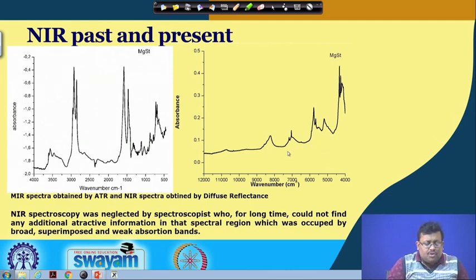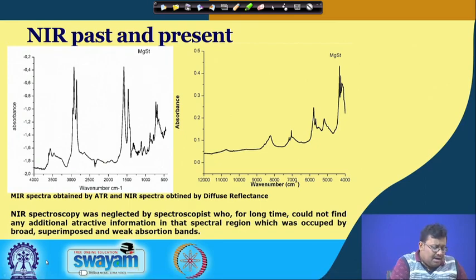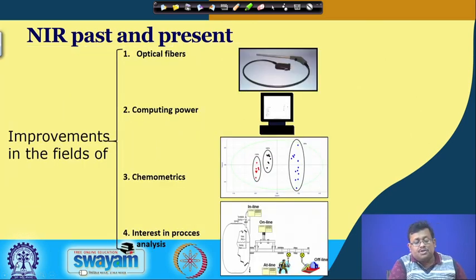So, NIR spectroscopy was neglected by spectroscopists who for a long time could not find any additional attractive information in that spectral region, which was occupied by broad superimposed and weak absorption bands. So, this is the reason why the NIR based technologies were not so popular previously. You can see it was difficult to interpret these broad absorption features.